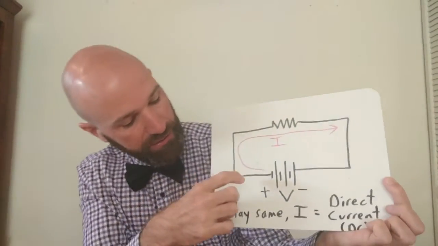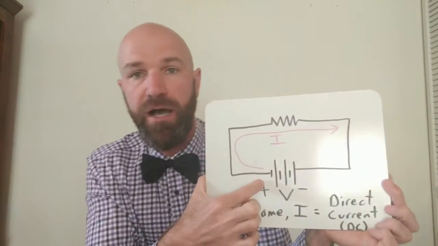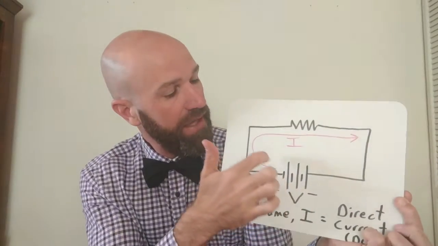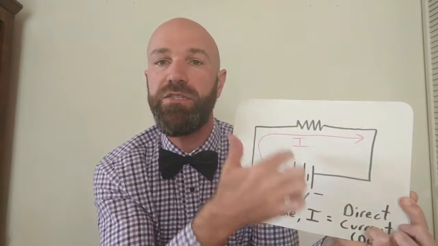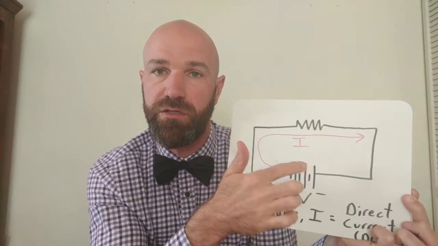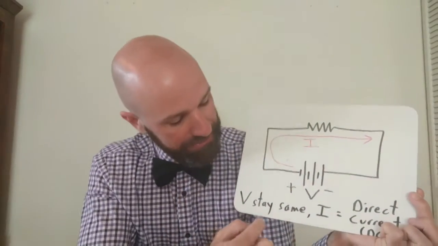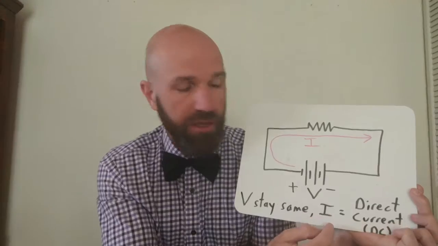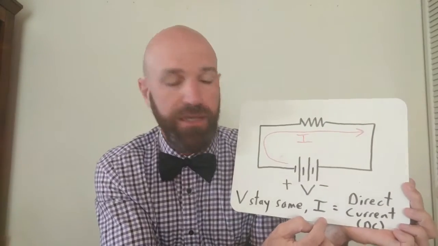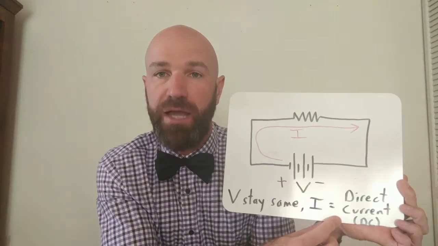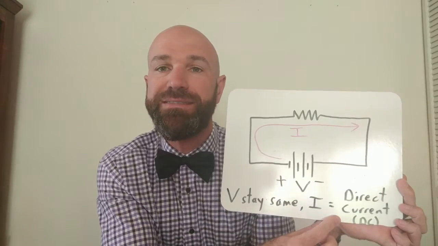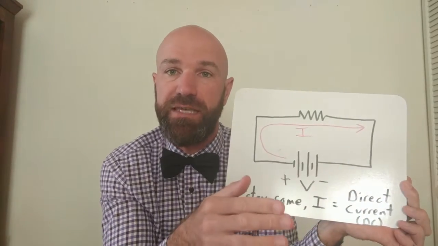So in this case, this side would stay positive, this side would stay negative, and the current would continue in the same direction, all right? When the voltage stays the same, the current stays the same, and that is what we call a direct current. In other words, DC, direct current, stays the same.